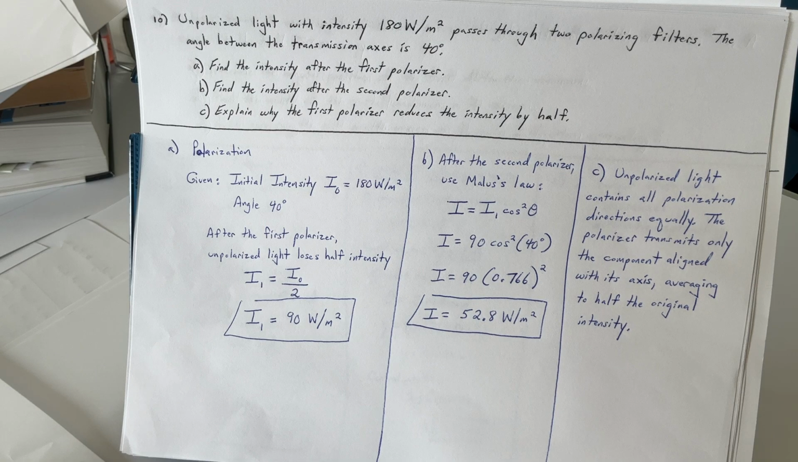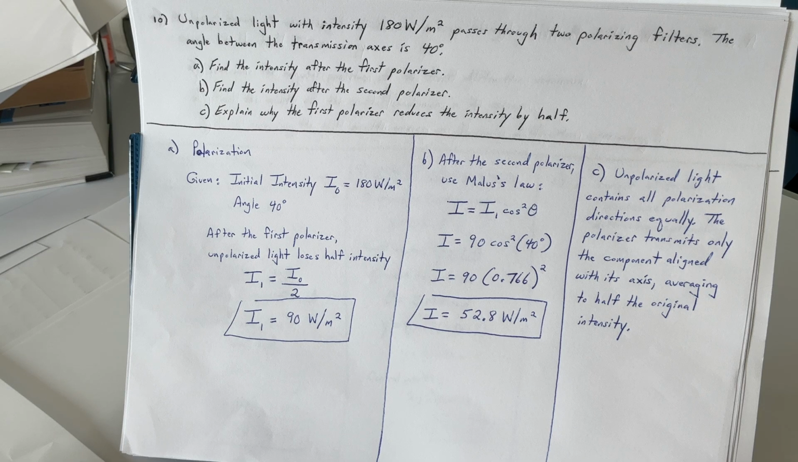So polarization, we're given that information. After the first polarizer, unpolarized light loses half its intensity. So we would say I sub 1 equals I naught, or starting intensity, over 2. So that's after the first polarizer. That's just going to be 180 over 2. We get 90 W per meter squared.